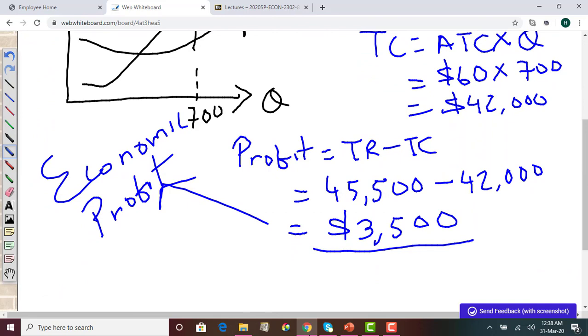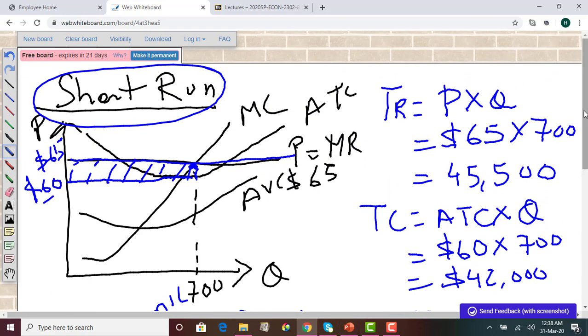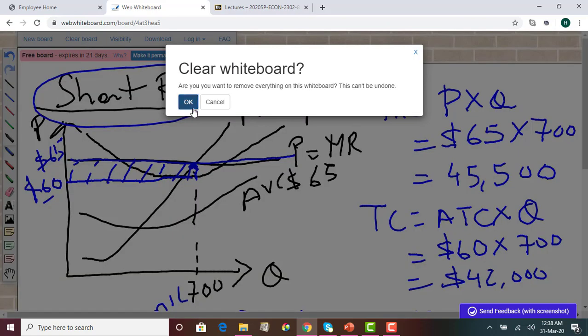Now, let's say that's me, I am making $3,500 economic profit in the short run. When others see that I'm making profit, they will quickly join the market because they will think they can also make this money. So what will happen in the long run? In the long run, this economic profit will go away because of a lot of competition, and the graph will look something like this.